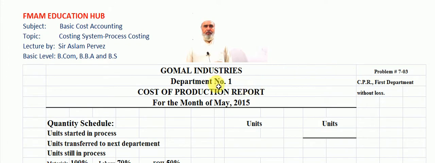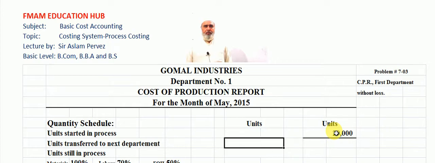Students, this is the main slide about this problem, in which the title bar is Gomal Industries Department number 1, cost of production report for the month of March 2015. Students, let's start the first section, the quantity schedule, in which 20,000 units were started.